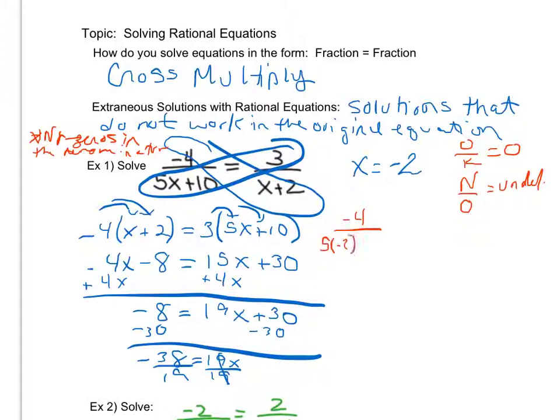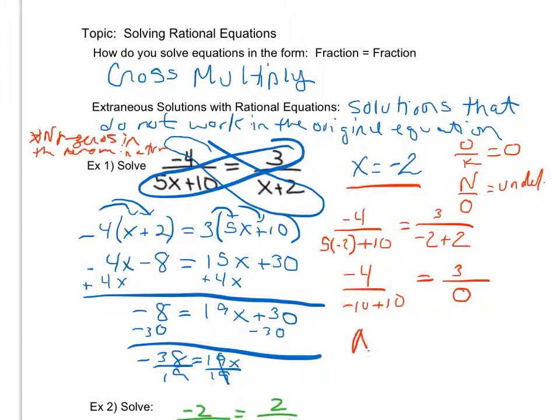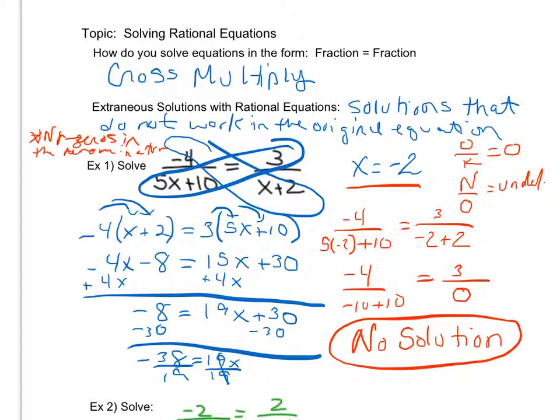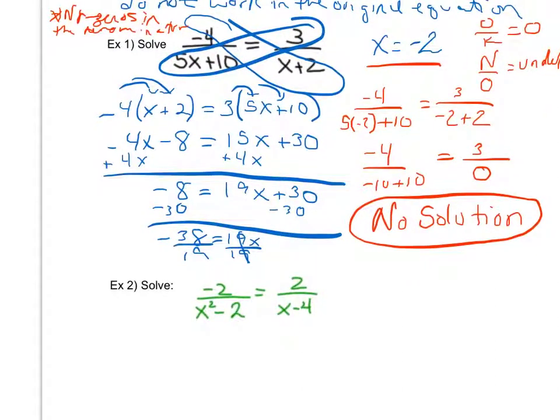So plugging this -2 back into my original equation, I end up with -4 over 5 times -2 plus 10. Is that truly equal to 3 over -2 plus 2? Let's make sure. I end up with -4 over -10 plus 10, and over here I end up with 3 over 0, which does not make any sense. Since that is undefined, even though I got x equals -2, it didn't work. So I really have no solution to this rational equation. The one answer I got was extraneous.